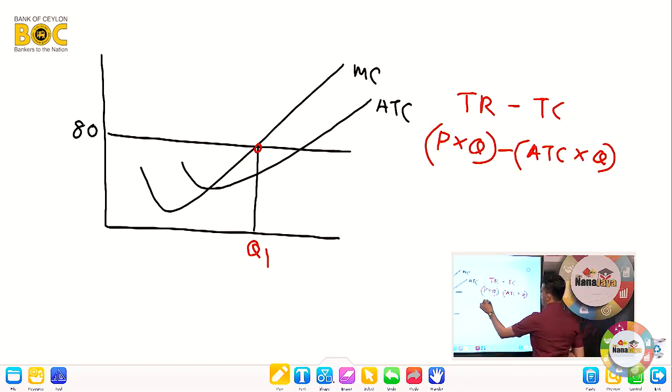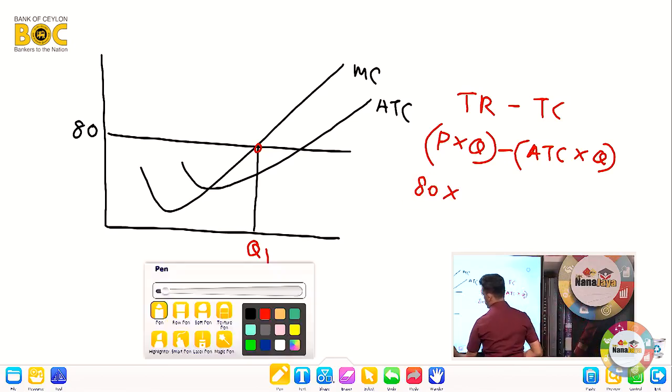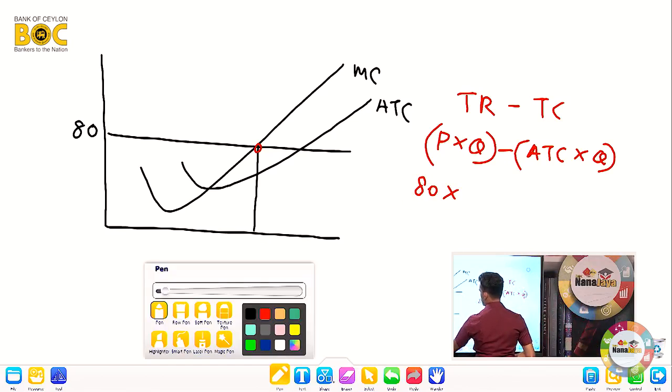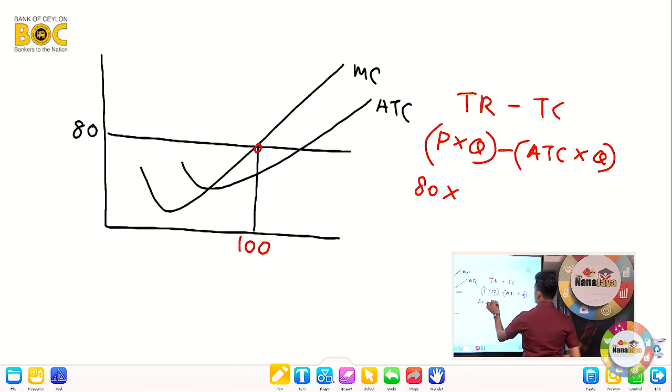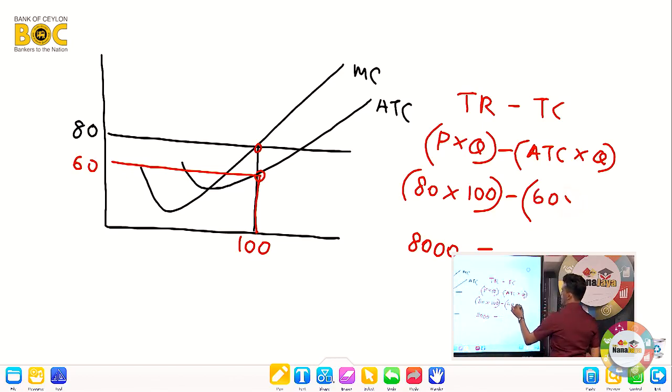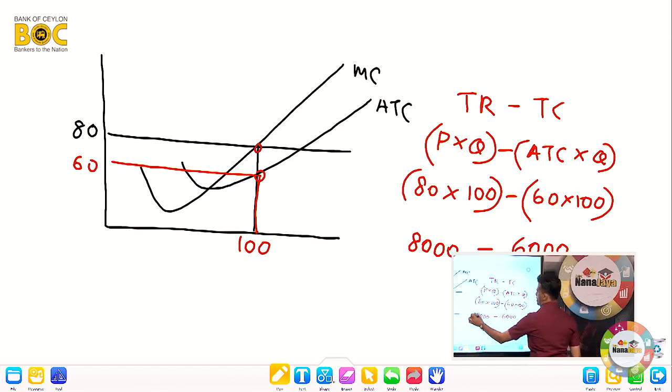Our price is rupees 80. I will use some value for my explanation. I will use this as 100 units. So then 80 into 100 gives you the total revenue. How much? 8,000. And in order to get the ATC at this quantity, we should go along with this quantity to the ATC curve and find out the corresponding value. Maybe say some 60. So ATC is 60 at the quantity of 100 units. So the total cost is 6,000. Means what? The firm makes a profit of rupees 2,000.